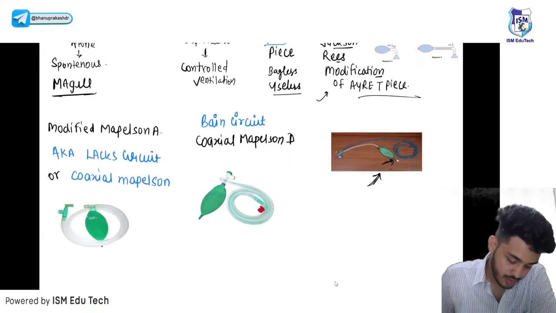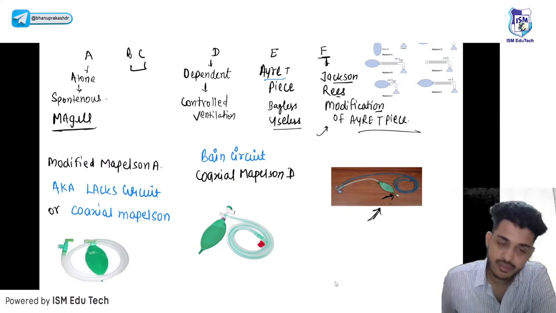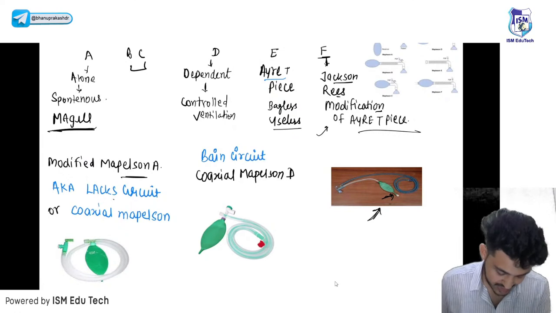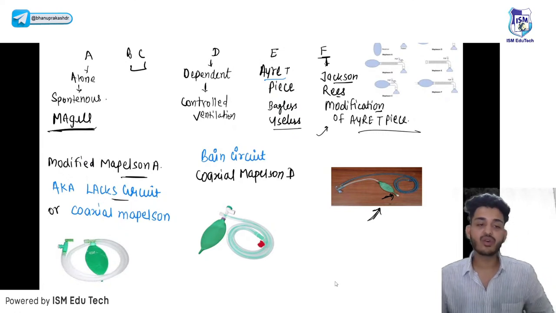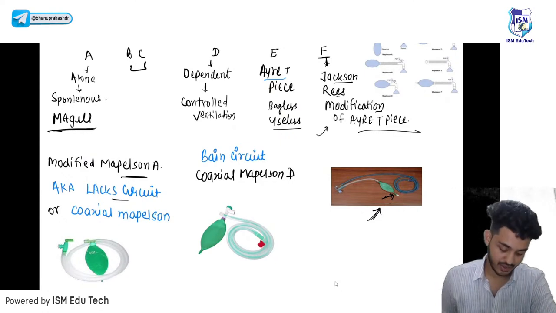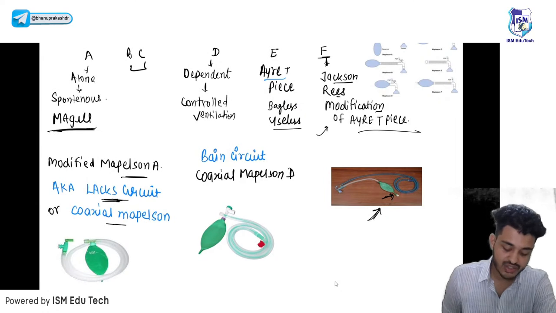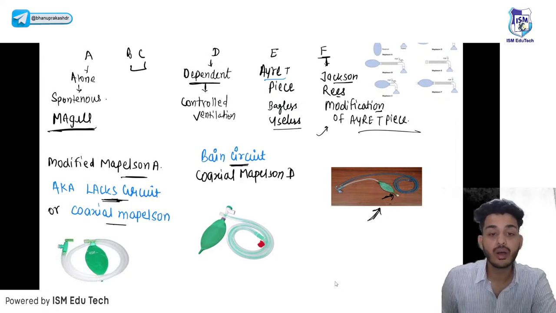Okay, let's talk about Magill's. Magill's modified Mapleson A, it is also known as the Lack circuit. Iska modification hua Magill's ka. So we have got the modified Mapleson A, that is known as the Lack circuit, or also called coaxial Mapleson A. Okay, this one is your Bain circuit. E wala jo apan modify kiya, that is your Bain circuit or coaxial Mapleson D.